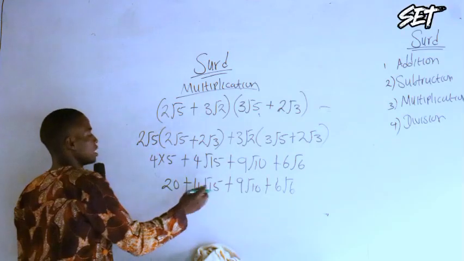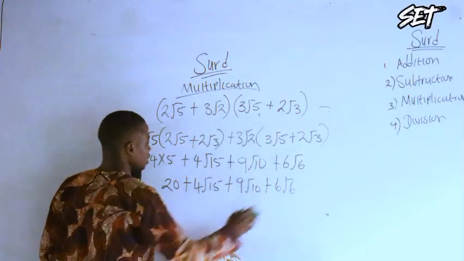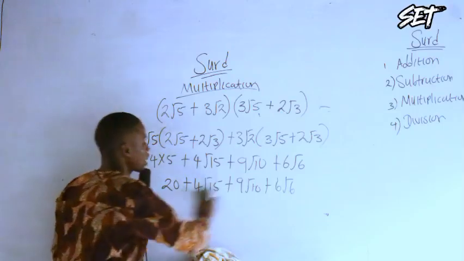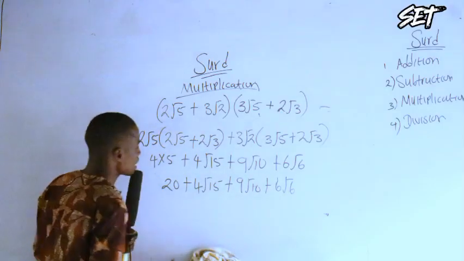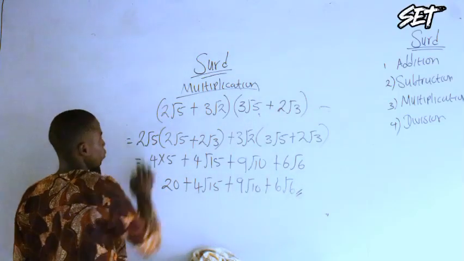Can we add it together? No. Because this one has root 15, this one has root 10, this one has root 6. We cannot add it together. If it is just the same root, we can add it together. Now, that's the answer for this.